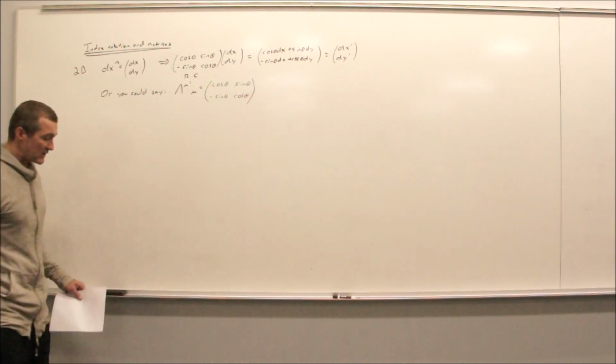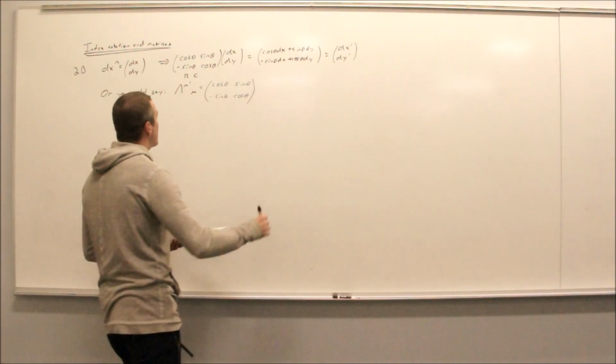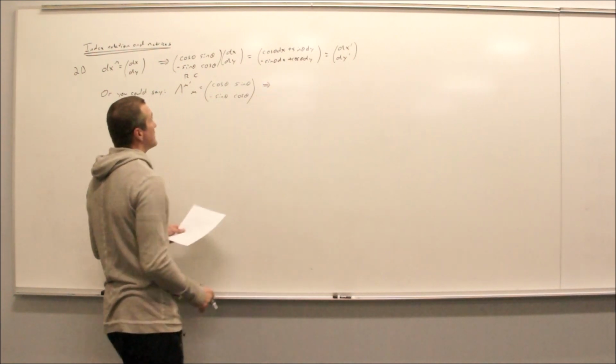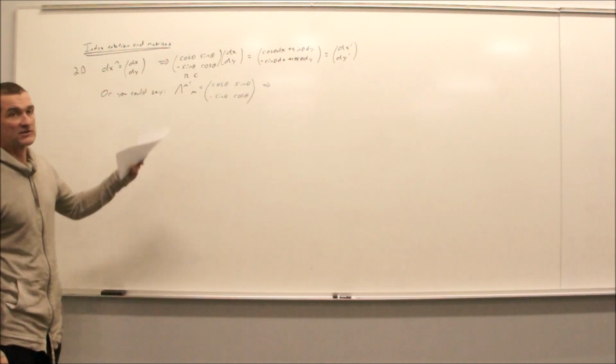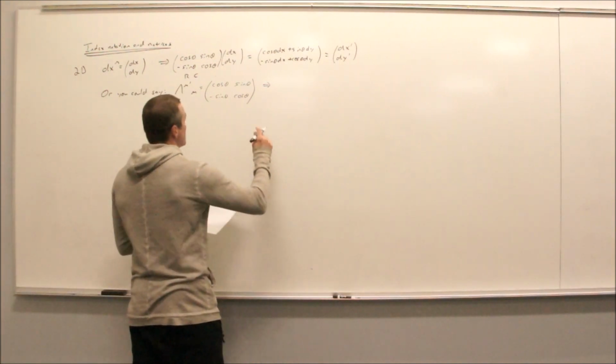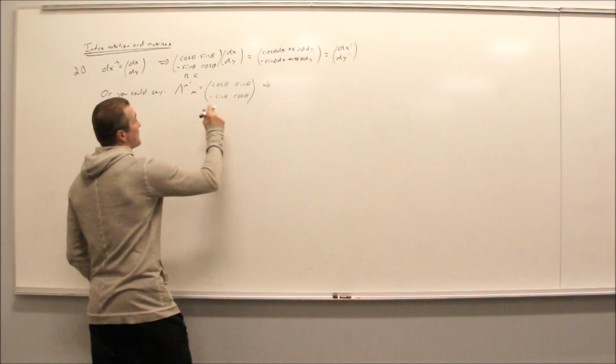It's exactly the thing that I used up there, but I want to do it a little bit differently. I want to actually do the transformation of this using index notation instead of matrix multiplication, okay? So the first thing we have to do is identify all the pieces of this.